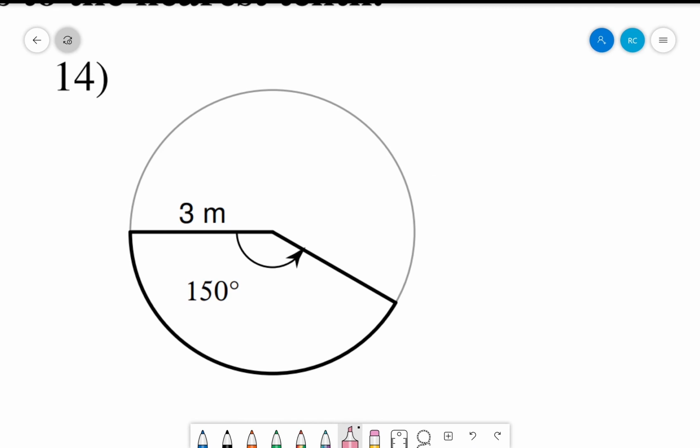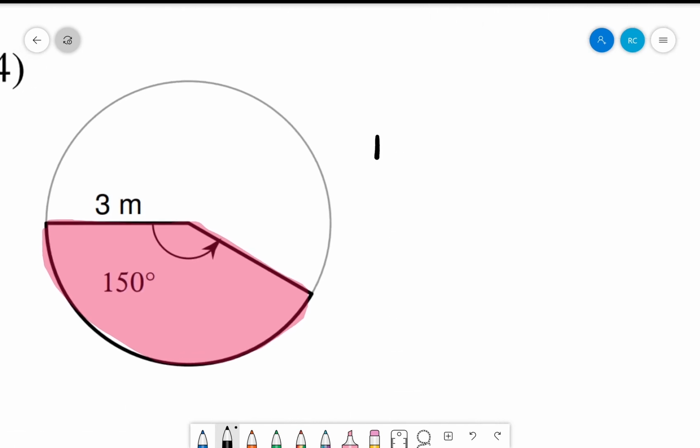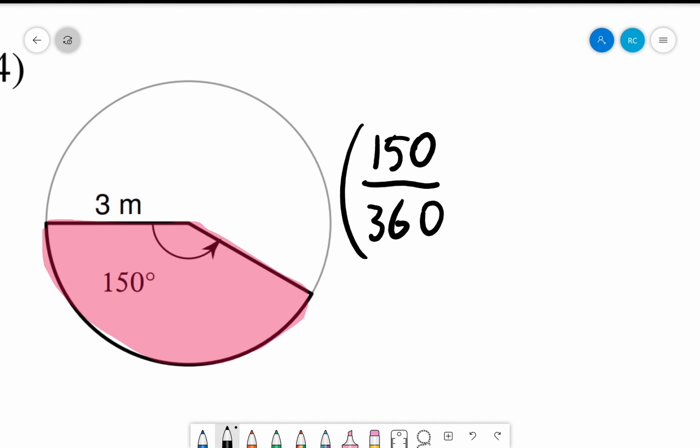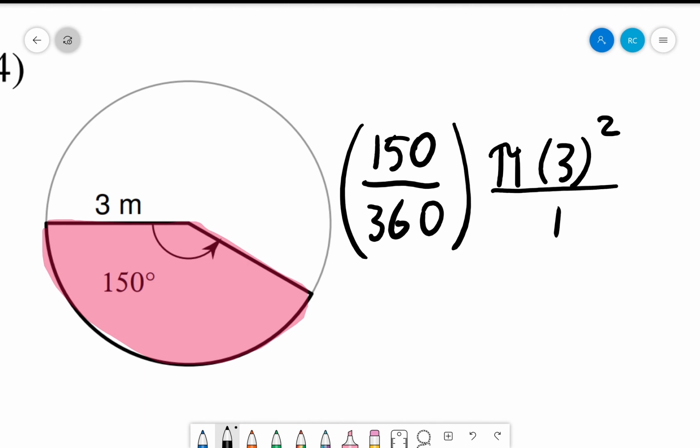Number 14. Here we are looking for the area of this sector with this 150-degree central angle. So let's see how fast we can do this. We have 150 degrees out of a total of 360 possible. The area is pi times the radius, which is 3, squared. I put it over 1 because we're dealing with fractions.